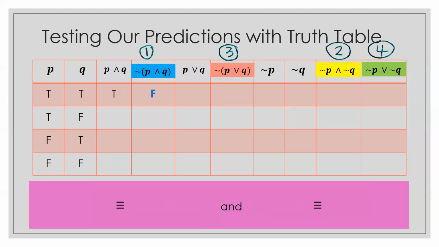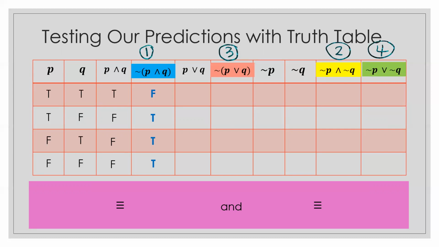But then we see that the negation of true is false, and the negation of false is true. The next one, false and true, would be false, and the negation of that would be true. Then false and false is false, and the negation of that would be true. Okay, so that's the truth value for number one.